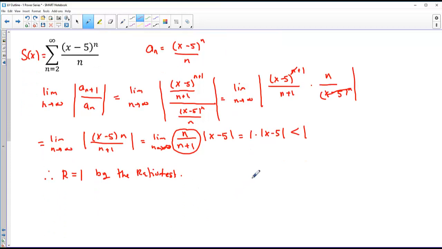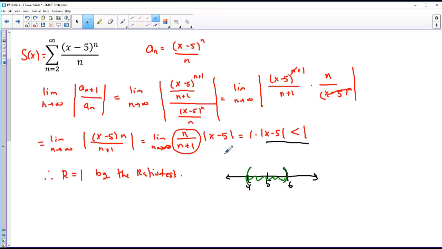And to find the interval of convergence, we just interpret this. What does this mean? The absolute value of x minus 5 less than 1 means you're centered at 5, and you go 1 forward, which is 6, and 1 back, which is 4. So we know that it converges between 4 and 6 by the ratio test.